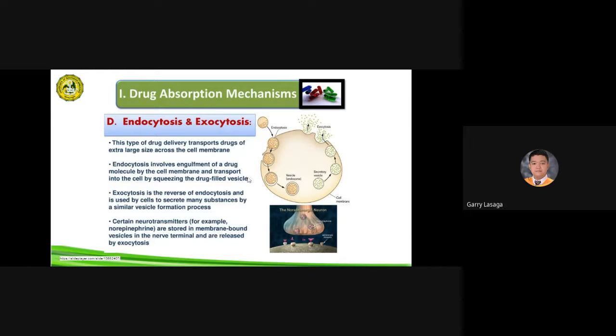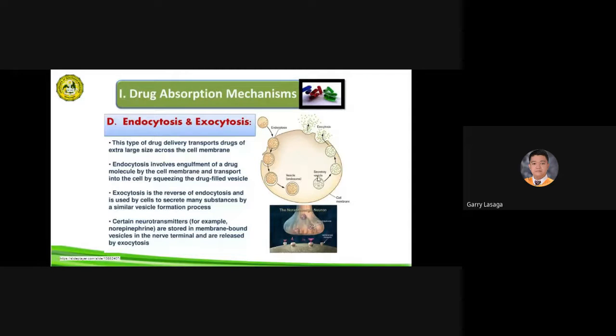squeezing the drug-filled vesicle. So in this figure, we have here a vesicle that is filled with a drug, and the vesicle can bind to the cell membrane. It will be engulfed into the cell to form a vesicle or an endosome. For the exocytosis, that is the opposite of our endocytosis, and this is used by the cells to secrete many substances by a similar vesicle formation process.